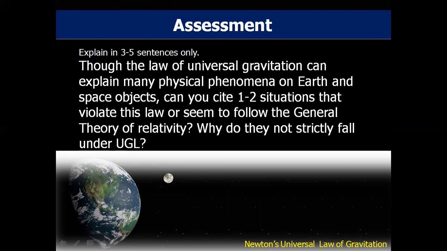You need to answer it in 3 to 5 sentences. Though the law of universal gravitation can explain many physical phenomena on Earth and space objects, can you cite 1 to 2 situations that violate this law or seem to follow the general theory of relativity? Why do they not strictly fall under UGF? If you have time to read additional reading, you will notice that Newtonian mechanics is not absolutely true when we compare it or when we learn both the special and the general theory of relativity by Albert Einstein.